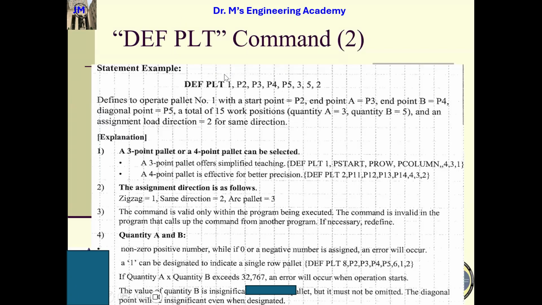I have points P1, P2, P3, P4, P5. And these are 4 points. For this case, this is my first point, P2. This is my second point, P3. And this is my P4. And this is my P5.